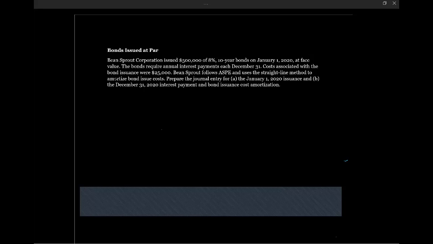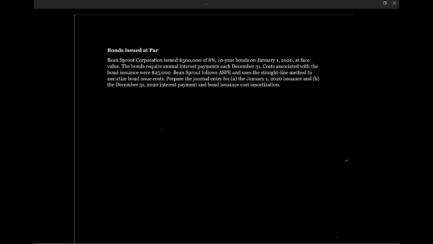Let's take a look at a question where a bond is issued at par. In this question, Beansprout Corporation issued $500,000 of 8% 10-year bonds on January 1st, 2020 at face value. The bonds require annual interest payments each December 31st. Costs associated with the bond issuance were $25,000.